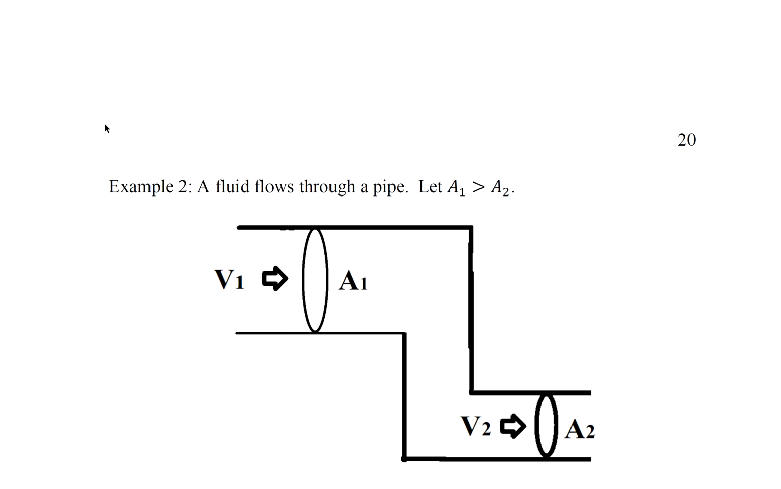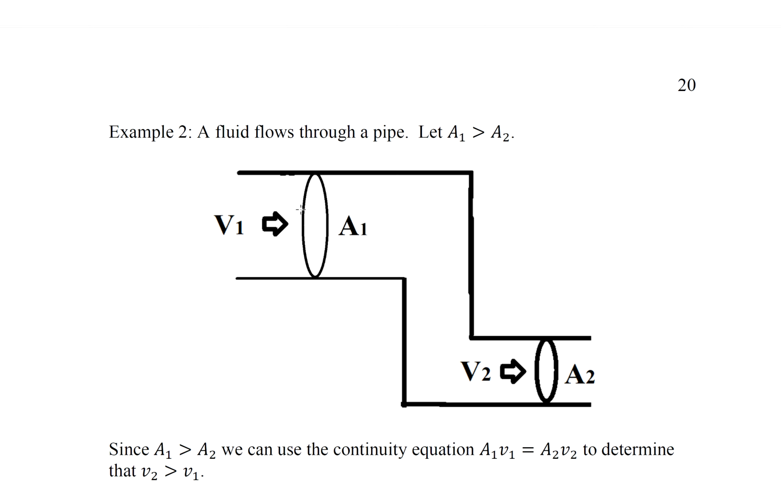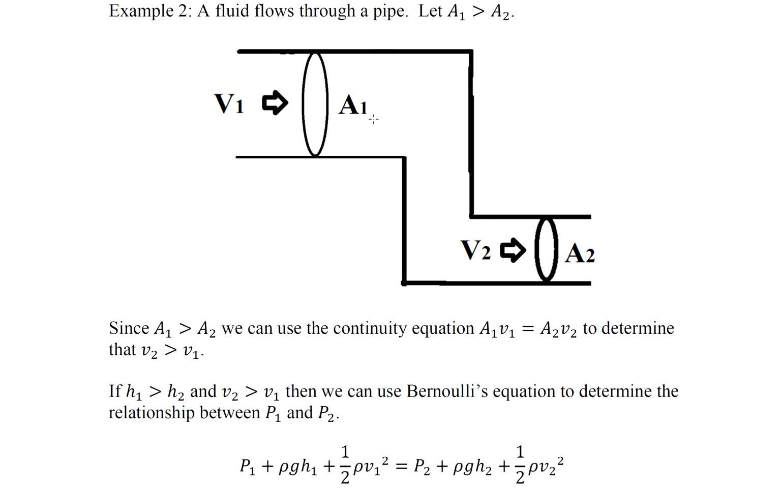Here's another example. Now A1 is greater than A2. This is a large volume, a large cross-sectional area. Then the fluid goes through a smaller cross-sectional area. So if A1 is greater than A2, then that means V2 is greater than V1. Bam.